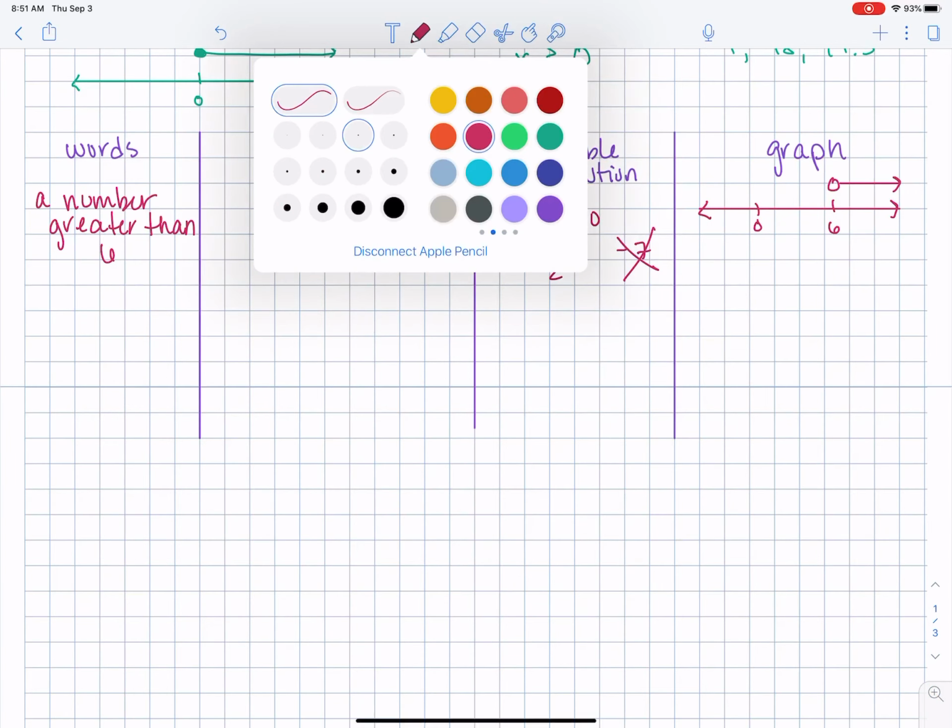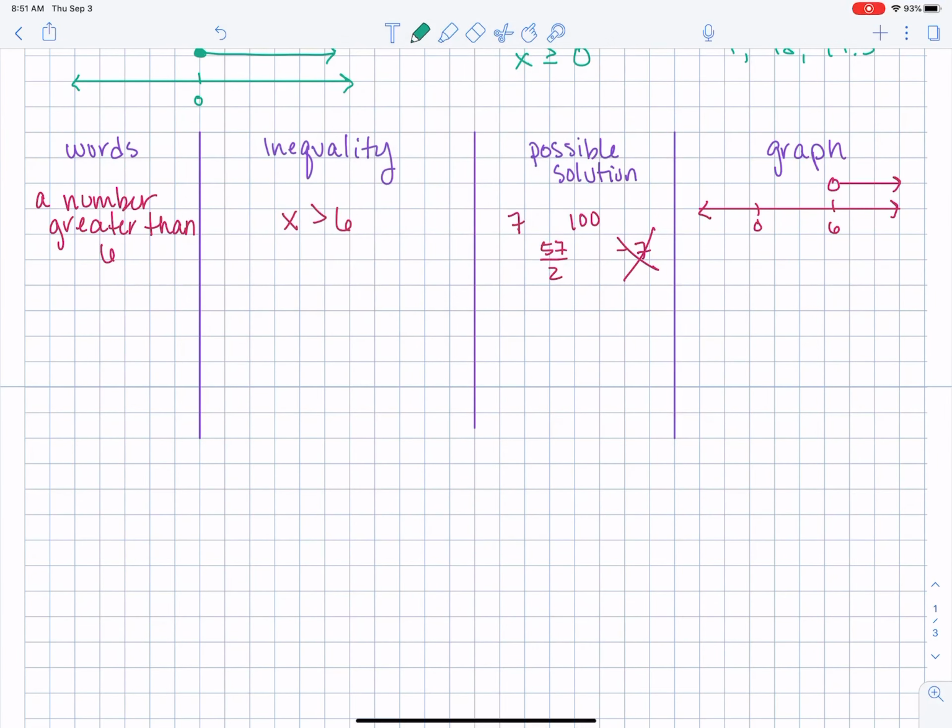Okay, last one I'm going to give you, let's see here. I'm going to start with the inequality. Now would be a really good time to pause and try it on your own. So this is, again, start with reading it this way. A number less than or equal to 21. So what you just said, a number less than or equal to 21, is exactly what you write.